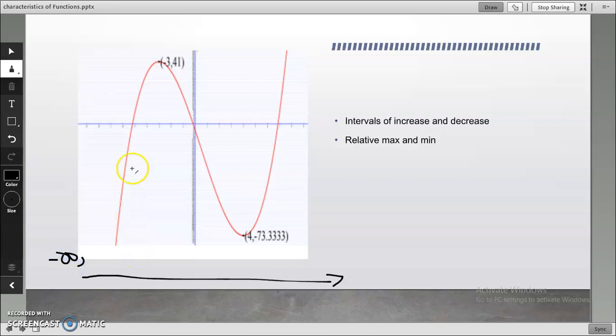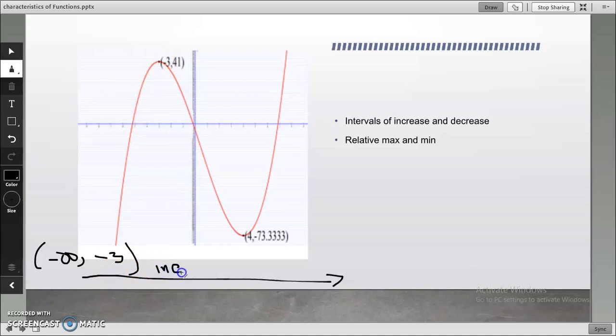all the way up to, I'm sorry, all the way up to negative 3, because I'm looking at my intervals of increase and decrease. I'm looking at my x-axis. So from negative infinity all the way up to negative 3, I'm increasing, right?